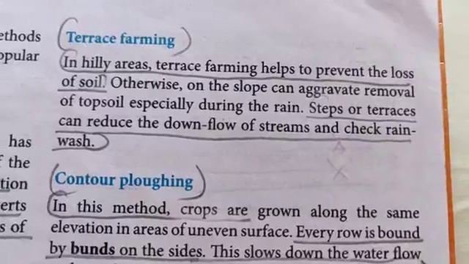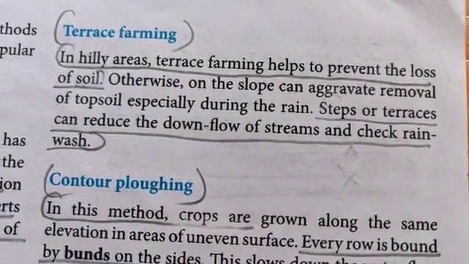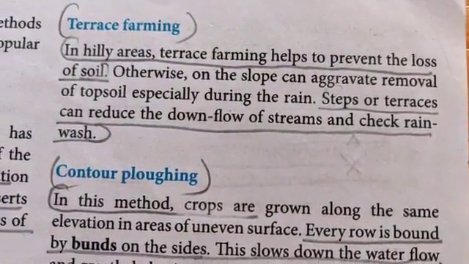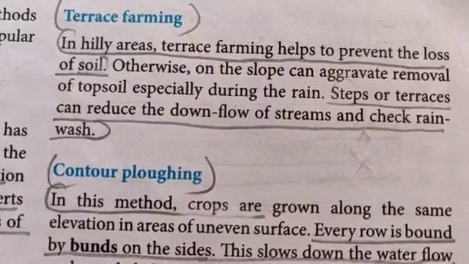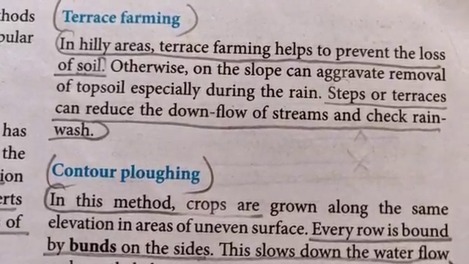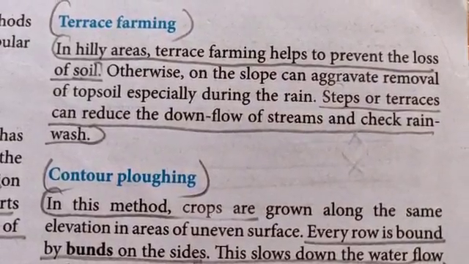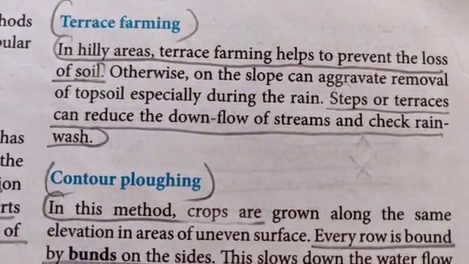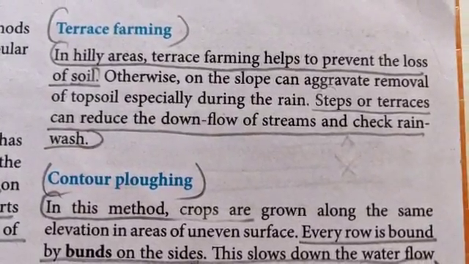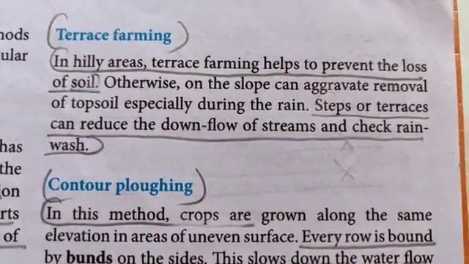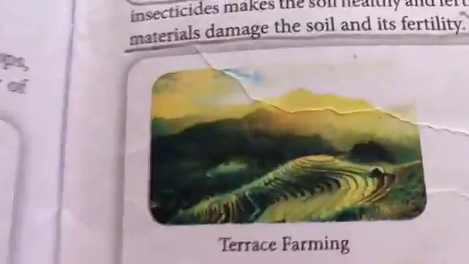Next is terrace farming. All those who have been to the hills or the mountains, you will know what we are talking about over here. In hilly areas, terrace farming helps to prevent the loss of soil. Otherwise, the slope can aggravate removal of topsoil, especially during the rain. Steps or terraces can reduce the downflow of streams and check rain wash. I'll show you what a terrace farming is like.